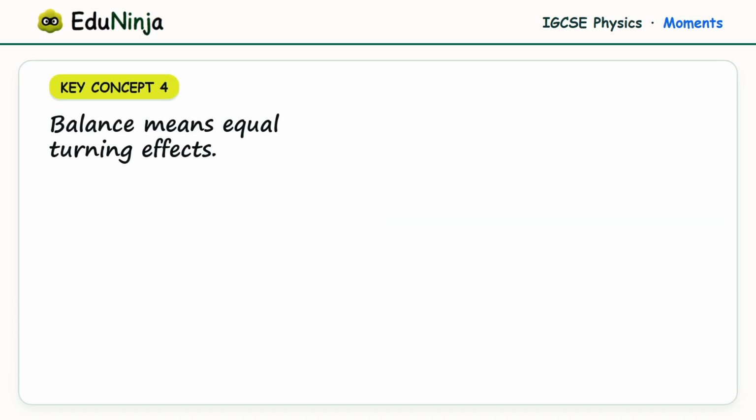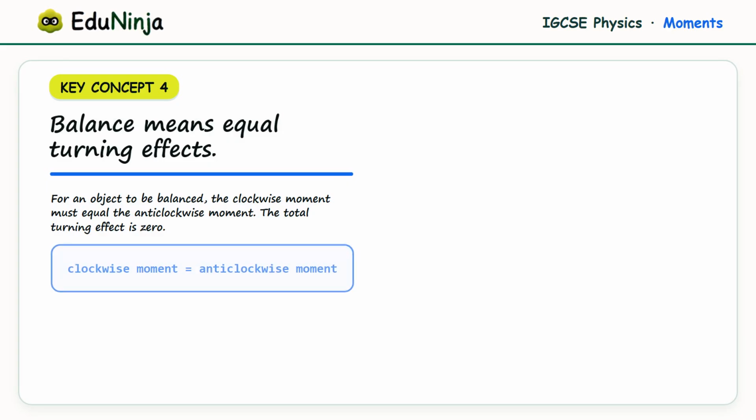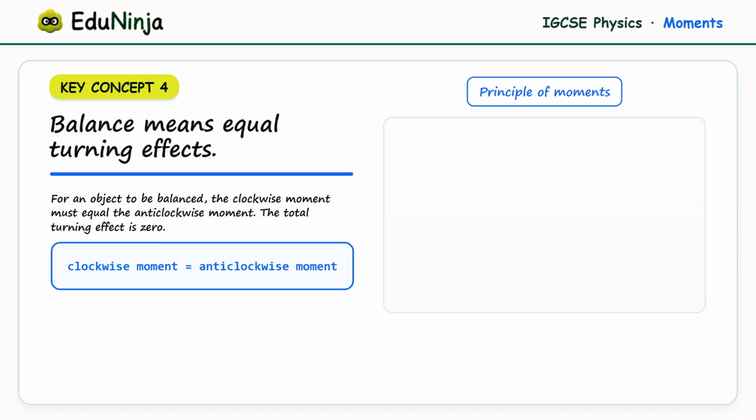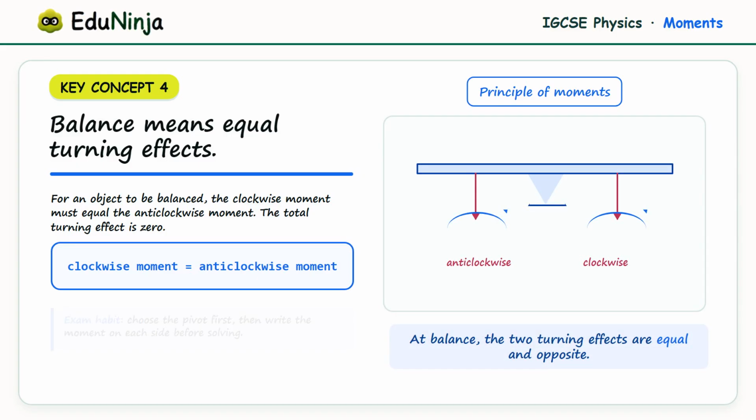For balance, the clockwise moment equals the anti-clockwise moment. Choose the pivot, calculate both sides, and when they are equal, the beam stays balanced. Remember, clockwise equals anti-clockwise.